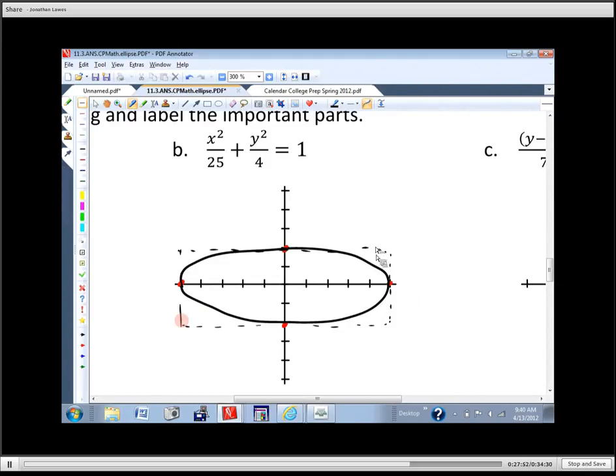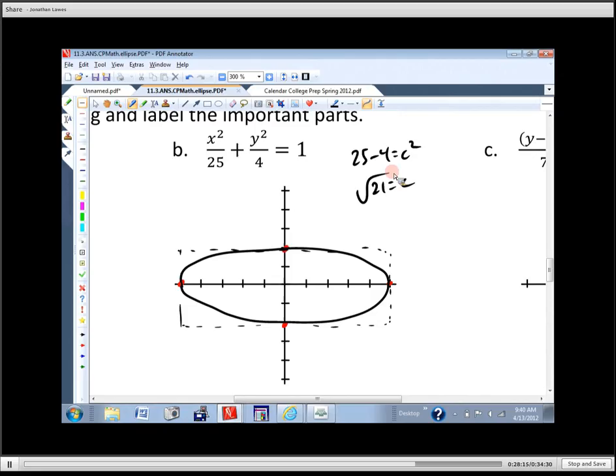Okay, you can label those points. Let's figure out where the foci are. Shelby, what do we think for that formula, a squared minus b squared? 25 minus 4. 25 minus 4 is going to be c squared. It's the big one minus the little one. That's going to be 21, so that means c is the square root of 21. Now, do you know exactly what that is?